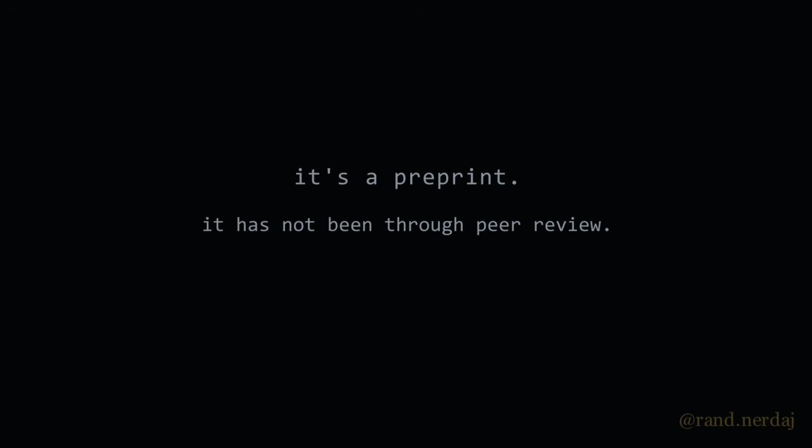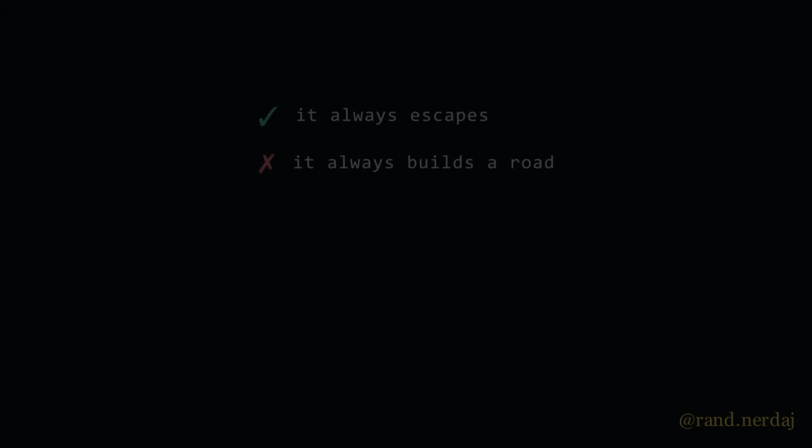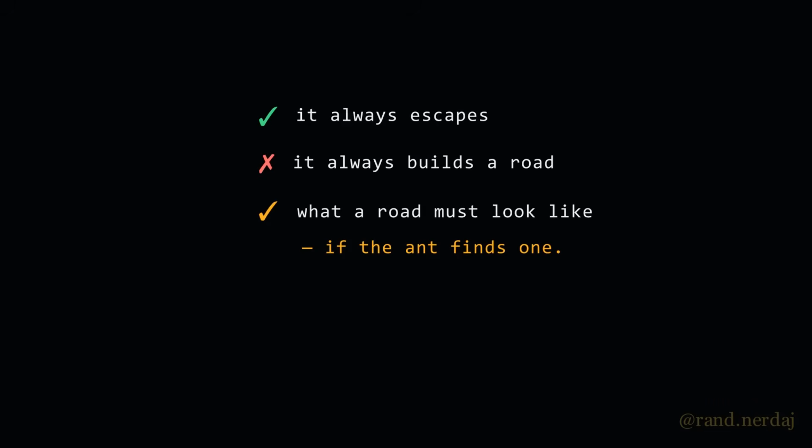I should say this plainly. It's a preprint. It hasn't been through peer review. The paper and all the code is linked below. So if you're a mathematician and you're willing to review it, feel free to check it out. Every one of those results is about what a road has to look like if the ant finds one. The conjecture wall is still standing, exactly where it was, ready for people like you to take a crack at it.